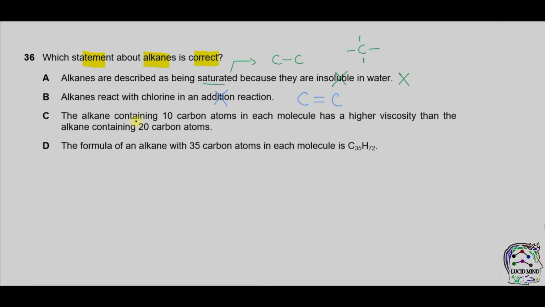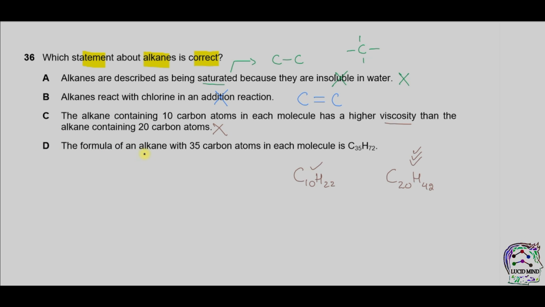Part C. The alkane containing 10 carbon atoms in each molecule has a higher viscosity than the alkane containing 20 carbon atoms. Now the alkane containing 10 carbon atoms will be C10H22 according to the general formula CnH2n+2, while the one containing 20 carbon atoms will be C20H42. So as the number of carbon atoms increases, the viscosity also increases. So the viscosity of C20 will be much higher as compared to the viscosity of C10.